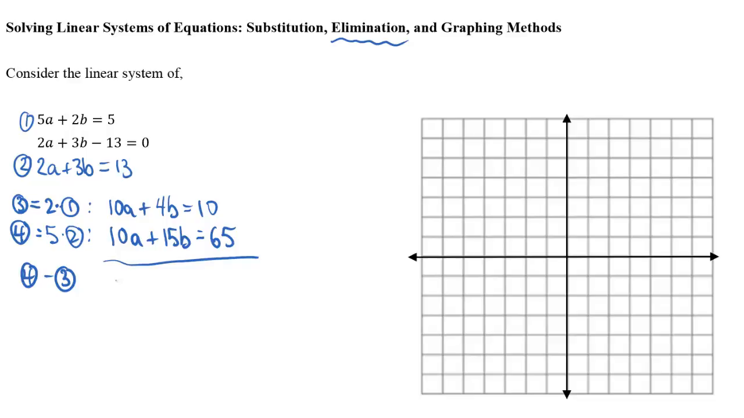10a minus 10a gives me 0a. And then I go 15b minus 4b gives me 11b. And then I go 65 minus 10 is going to give me 55. I can now solve for b, which gives me 5. I'm going to use that to help me find a. I can substitute b equals 5 into either equation 1 or equation 2 to find a. Let's use equation 2 for fun.